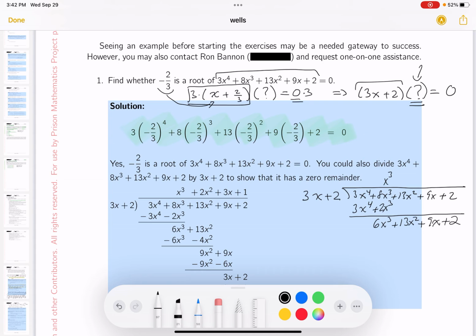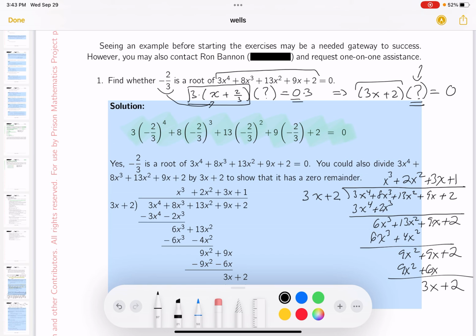Let's repeat. What times 3x would be 6x cubed? Well, I'm going to say that's plus 2x squared. What do you get? 6x cubed plus 4x squared. Subtract. What do you get? 9x squared plus 9x plus 2. Let's keep moving. What times 3x gives me 9x squared? That would be plus 3x. Let's go through the multiplication. 9x squared plus 6x. Subtract. What do you get? 3x plus 2. What times 3x matches 3x? Plus 1.